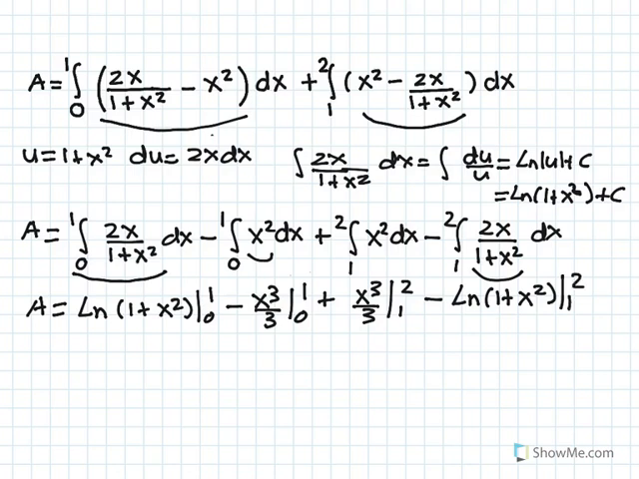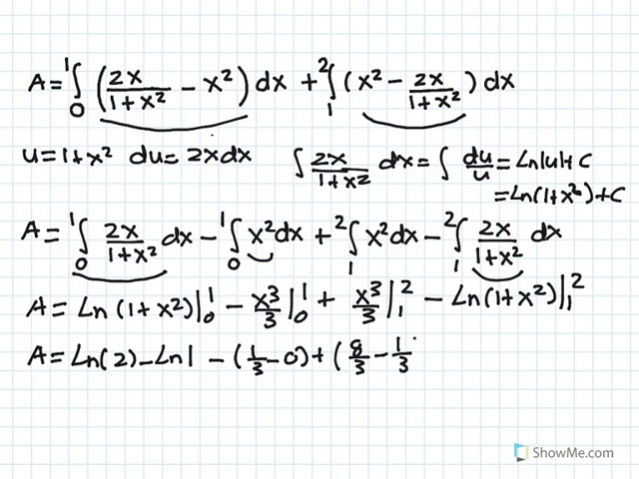Now there's a lot of moving parts here, so we just have to be careful. It's a very simple thing to do, but easy to make mistakes. So let's put in the upper limit, applying the fundamental theorem of calculus. We get ln of 1 plus 1 squared, that's log of 2, minus log of 1 plus 0 squared, that's log of 1, minus, and now we put 1 in, we get 1/3, minus 0, plus, put 2 in, we get 2 cubed over 3, that's 8 over 3, minus 1 over 3, minus log of 2 squared, which is 4, plus 1 is 5, minus log of 2.